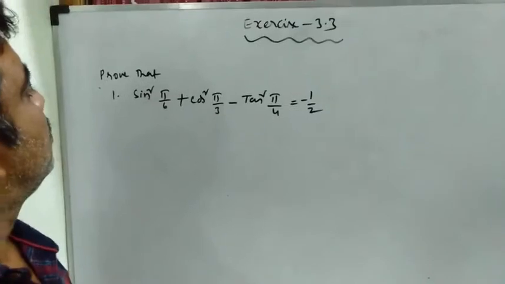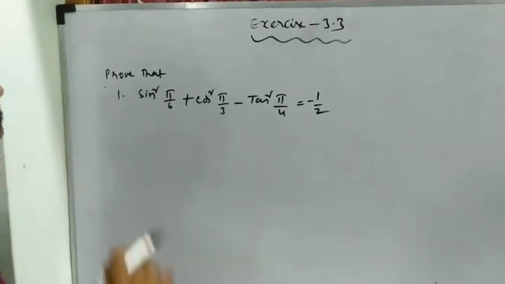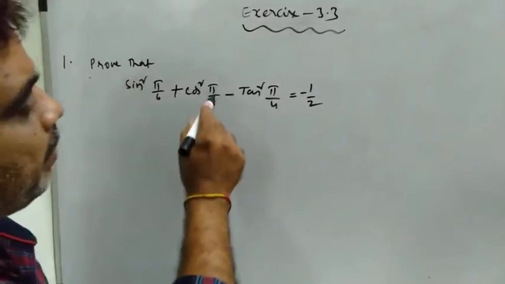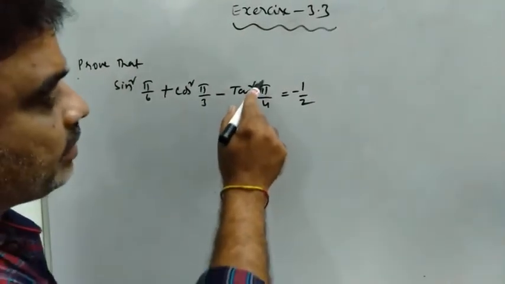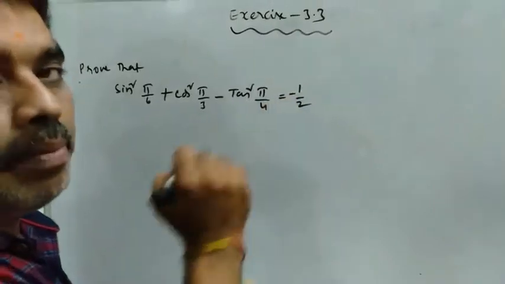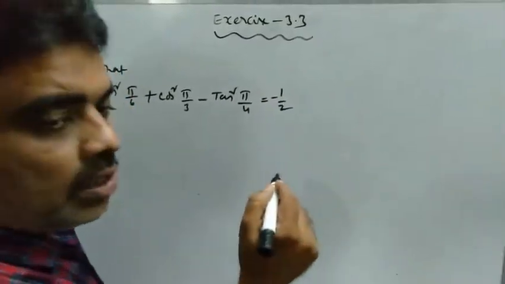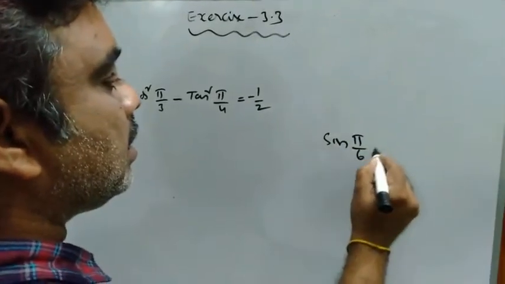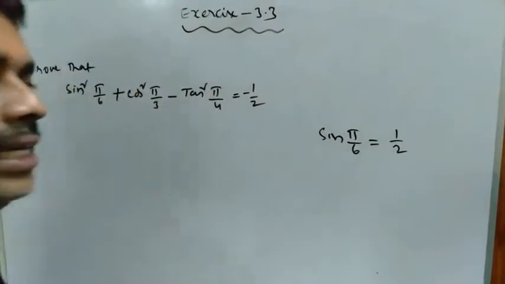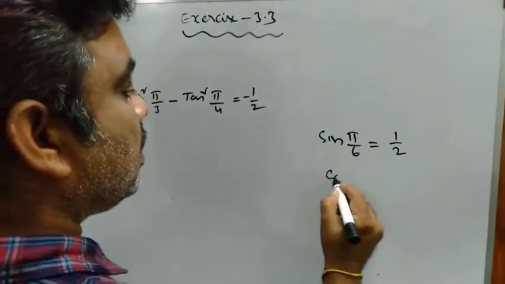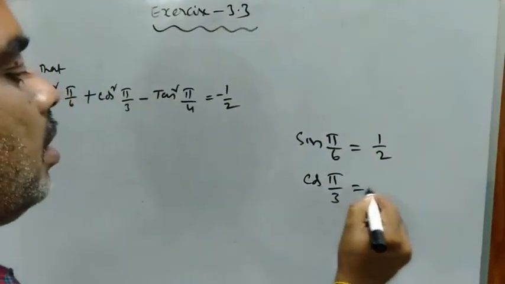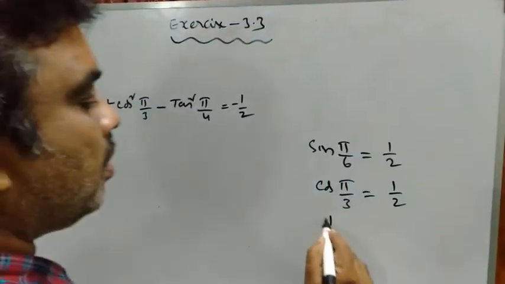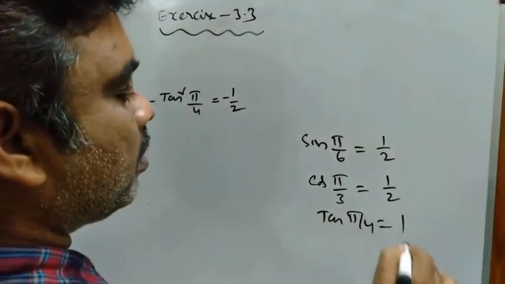Right? First problem, prove that sin square pi by 6 plus cos square pi by 3 minus tan square pi by 4 is equal to minus 1 by 2. We know the values: sin pi by 6 is equal to sin 30, that is 1 by 2. Similarly, cos pi by 3, cos 60, we also know it is half. And tan pi by 4 is equal to 1.